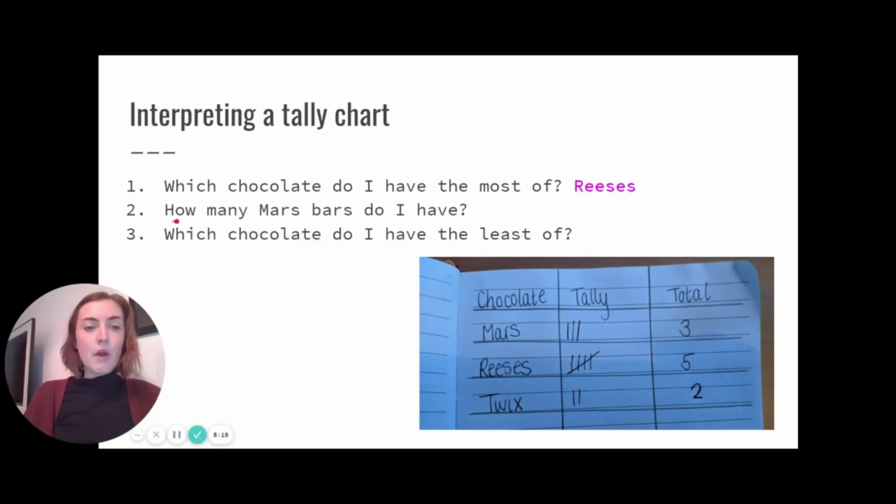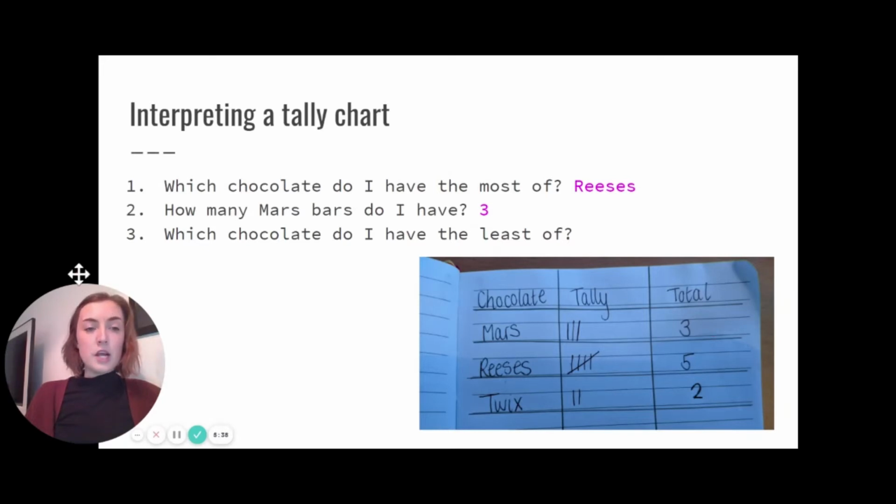Question number 2. How many Mars bars do I have? Have a look at the chart. Can you see how many Mars bars do I have? That's right, I have 3. So I go to my chocolate column and I find Mars bars and I go across the row. I can see I've got 3 tallies and that was a total of 3.